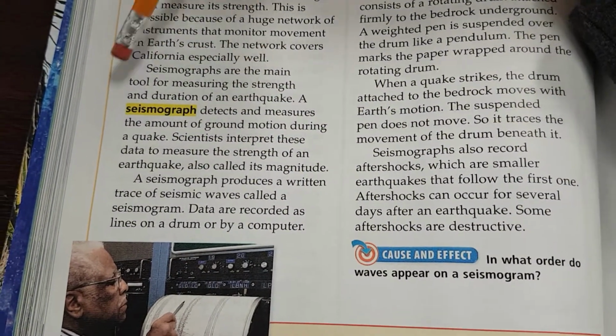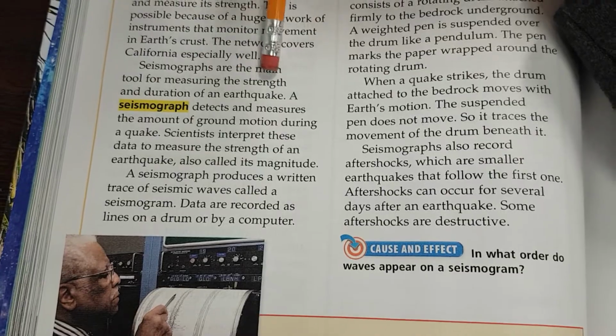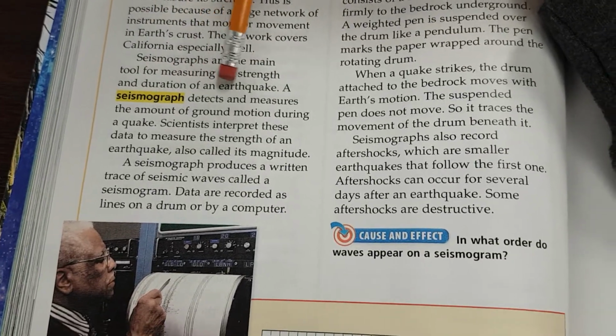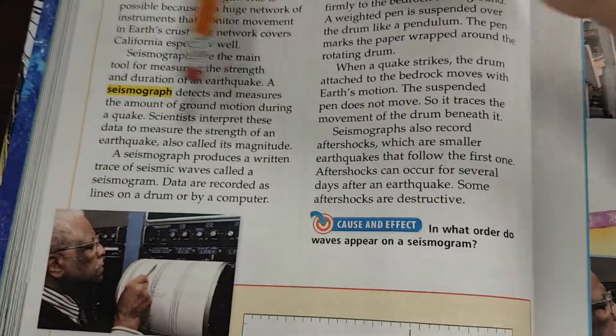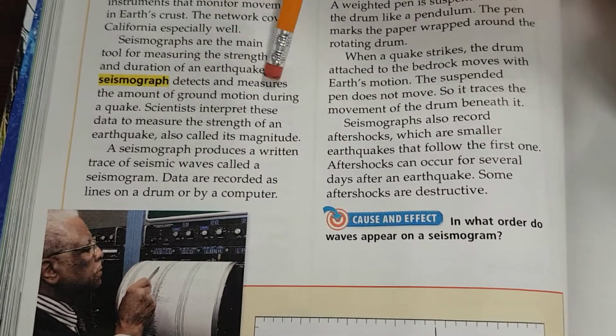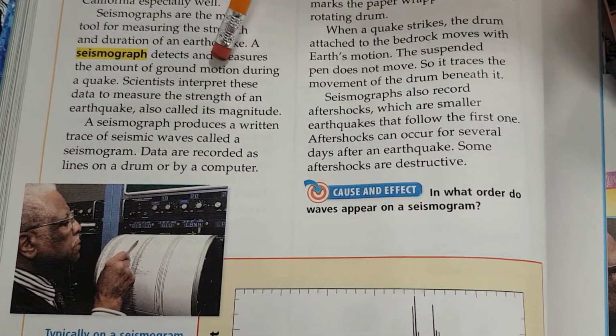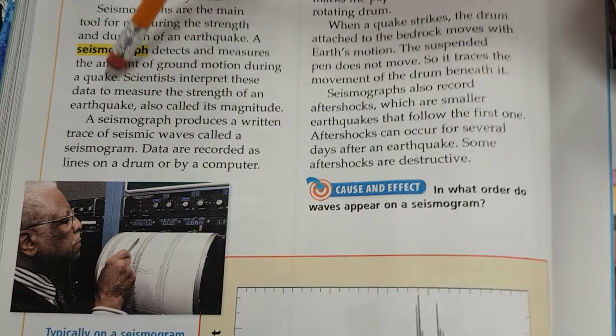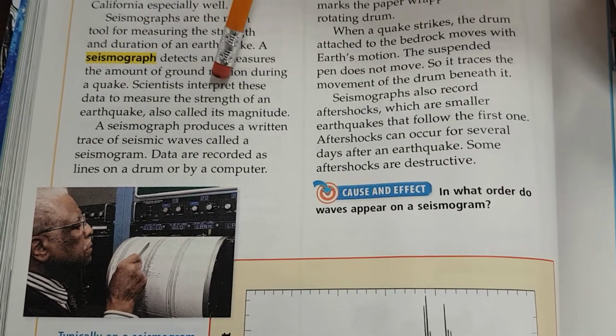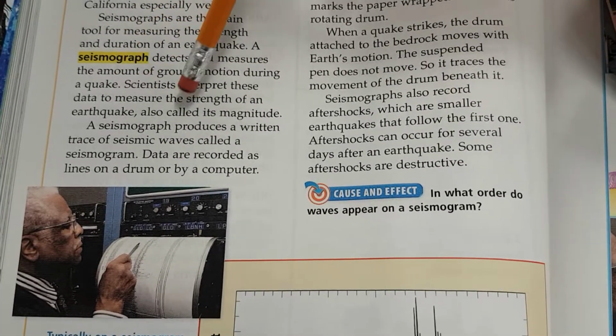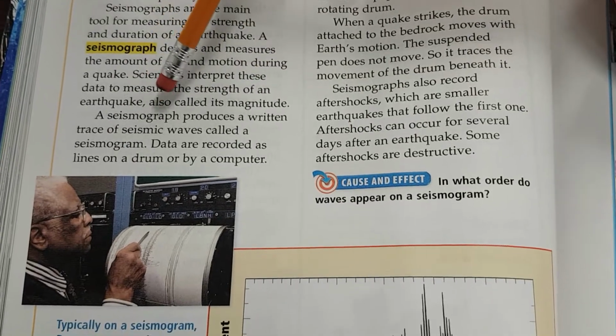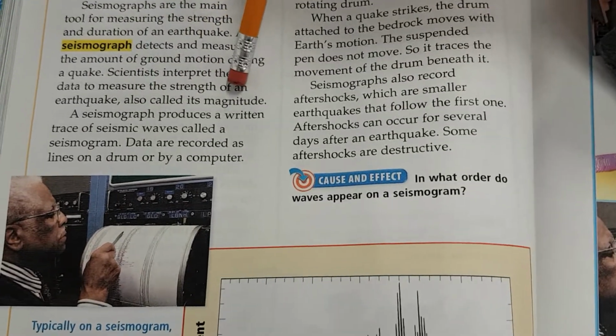Seismographs are the main tool for measuring the strength and duration of an earthquake. A seismograph detects and measures the amount of ground motion during a quake. Scientists interpret these data to measure the strength of an earthquake, also called its magnitude.